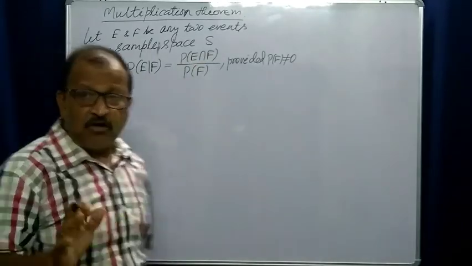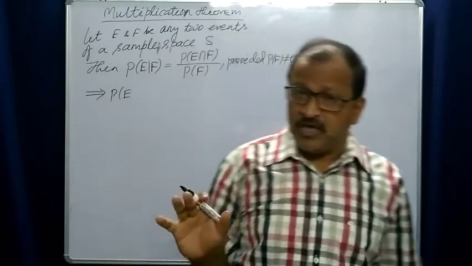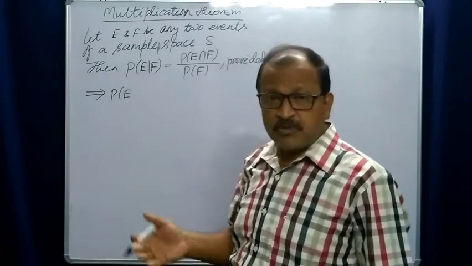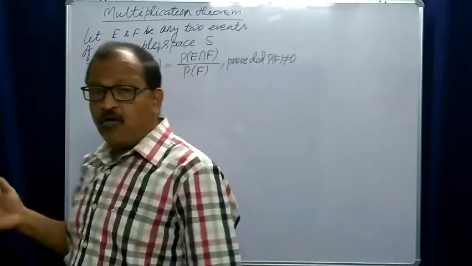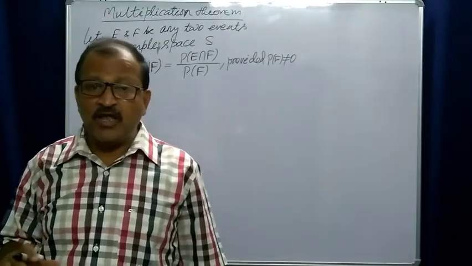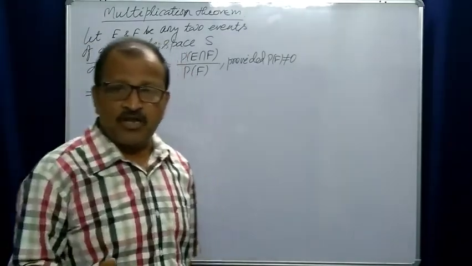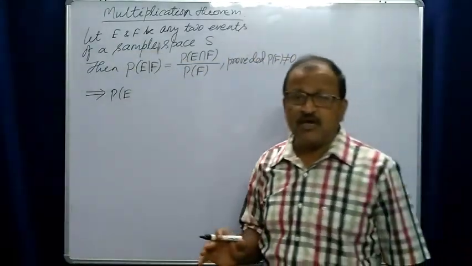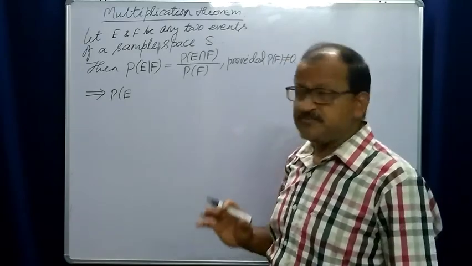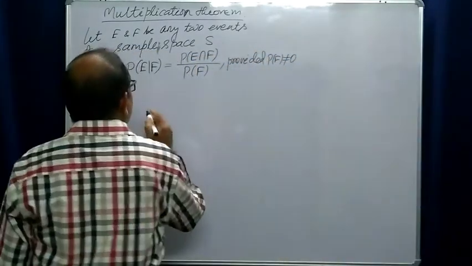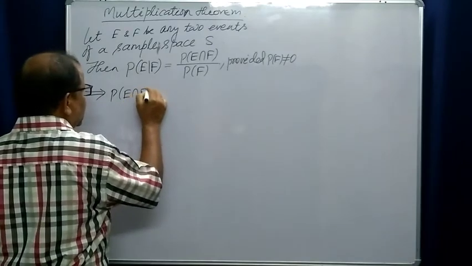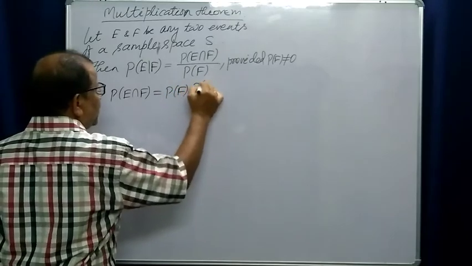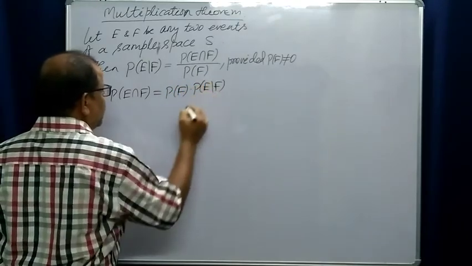And in all cases we are discussing probability in sample spaces where all the outcomes are equally likely, that means each outcome has equal chance of occurrence, the same probability. So probability of E intersection F will be probability of F into probability of E given F.